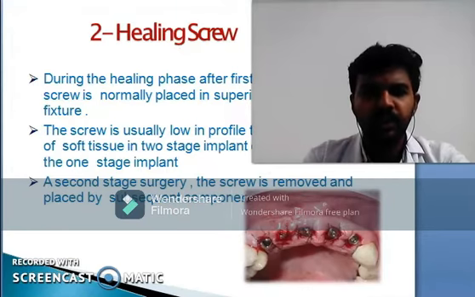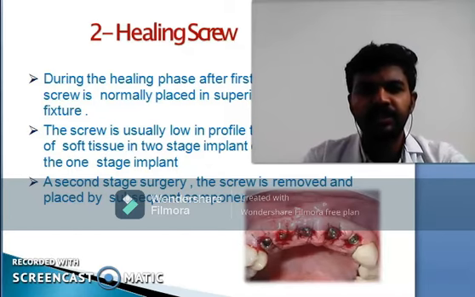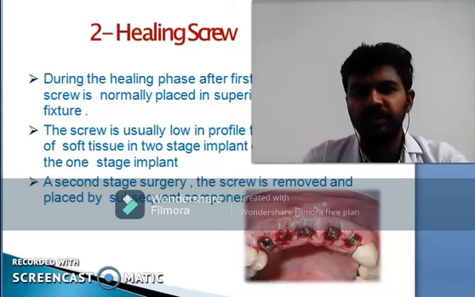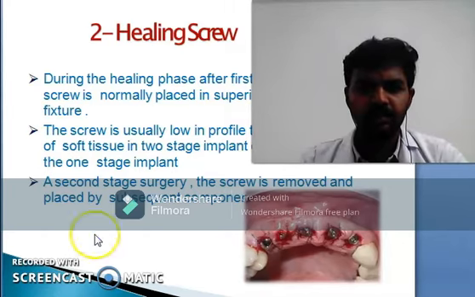Healing screw. During the healing phase after the first stage of surgery, a screw is normally placed in the superior aspect of the fixture. The screw is usually low in profile to facilitate the suturing of the soft tissue in a two-stage implant or minimize loading in a one-stage implant. In second-stage surgery, the screw is removed and replaced with the subsequent component.